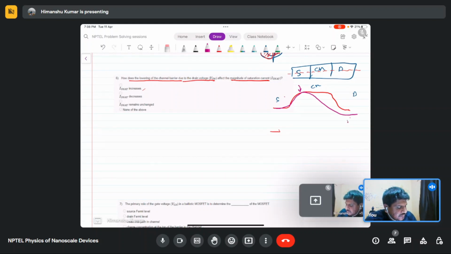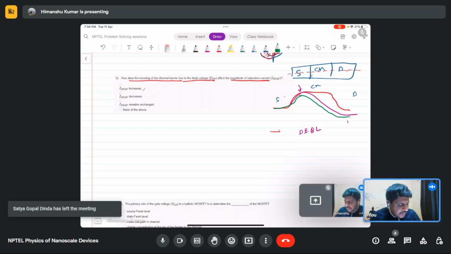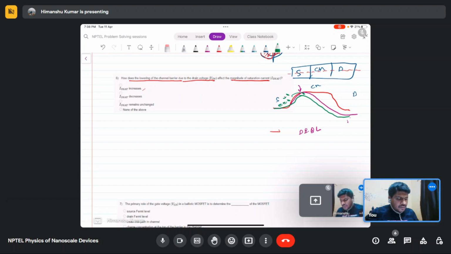So that is known as drain induced barrier lowering, DIBL. So with the application of the drain voltage, this barrier gets lowered down, so the current will increase. Basically, now the electrons will feel a lesser barrier compared to the earlier one, so now the current, the ID set, will increase.